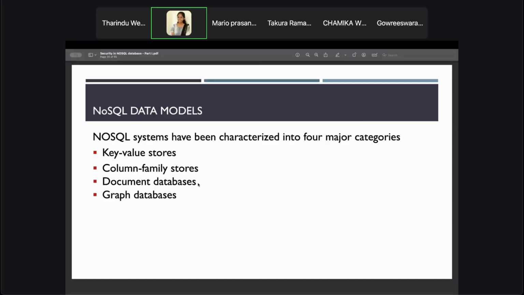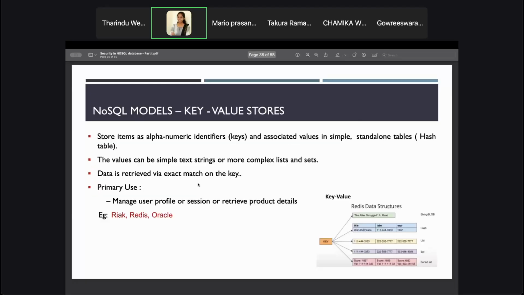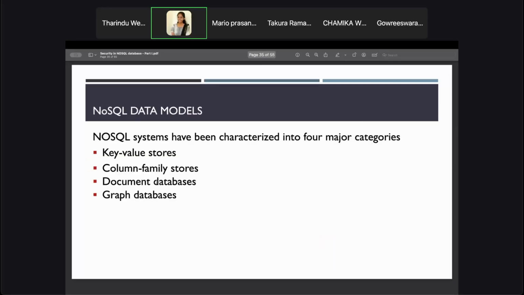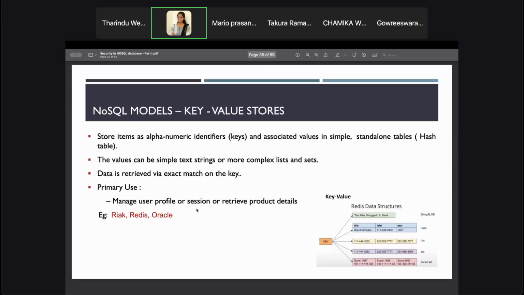And when it comes to flexible modeling, I told you there are four major categories of NoSQL databases. We will quickly go through one by one, right? What are the four different types of NoSQL database models? First one is key value stores. The four are key value store, column family, document database, and graph database. Based on our use case and your requirement, you can choose whatever you want.